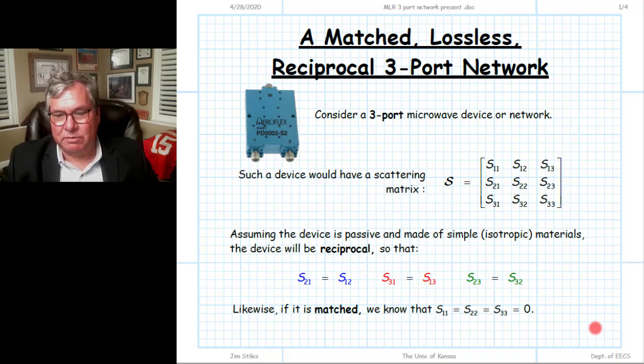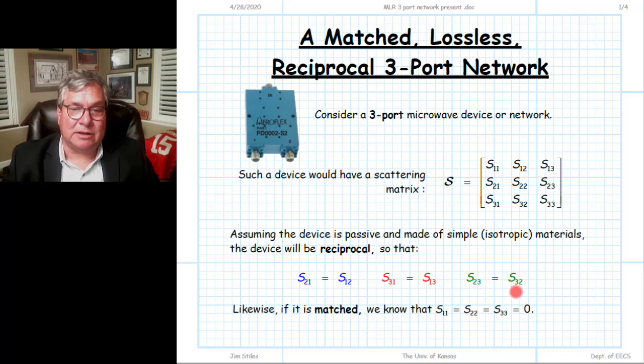If we start with the fact that the three-port device is reciprocal, and again, it's hard to mess up reciprocity, so almost certainly that's going to be true, then the scattering matrix must be symmetric, and we come to the first of three equations. S21 is equal to S12, and likewise for S31 and S13, and S23 and S32.